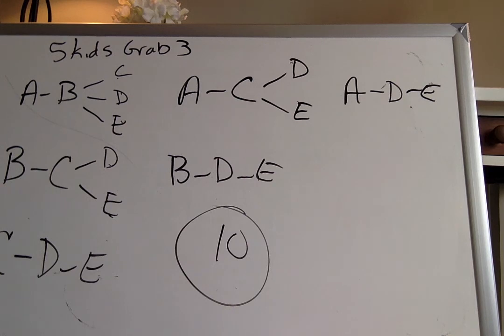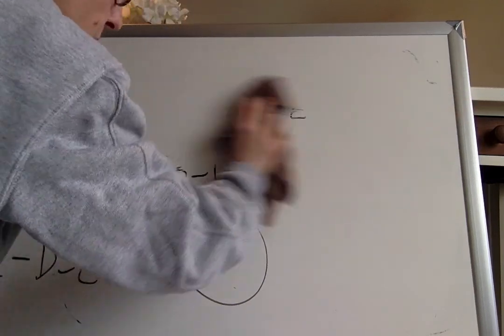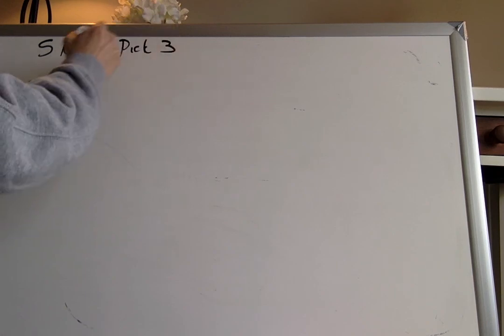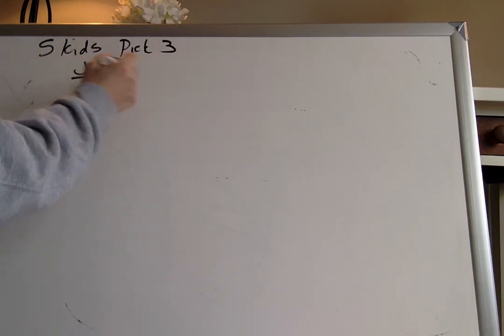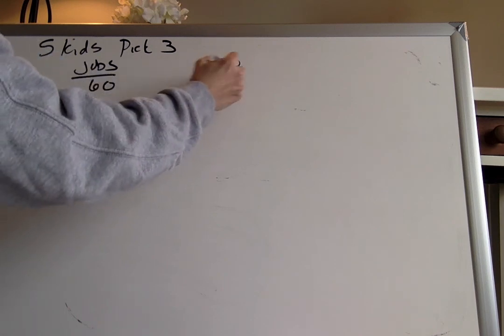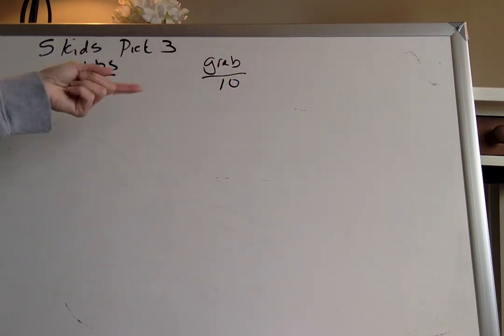So hold on a minute. When I was giving them certain jobs, it was 60. Now it's 10. There must be some type of pattern or relationship between the two. Let's see if we can talk that out before we get formal. So again, we had 5 kids. We picked 3. When they had jobs, we had 60. When we were just grabbing them to move chairs, we had 10. Now, if you just look at the numbers, it's like, oh, you divided by 6. But I don't know, is it always a divide by 6?